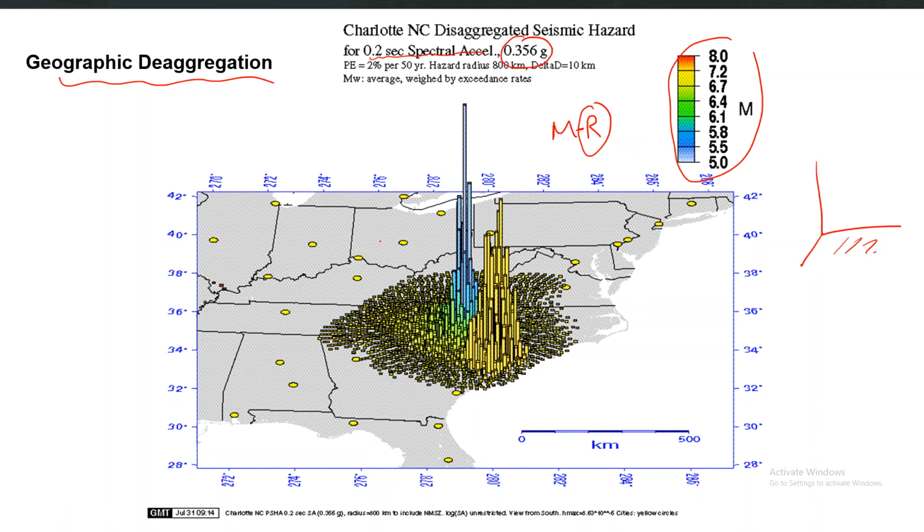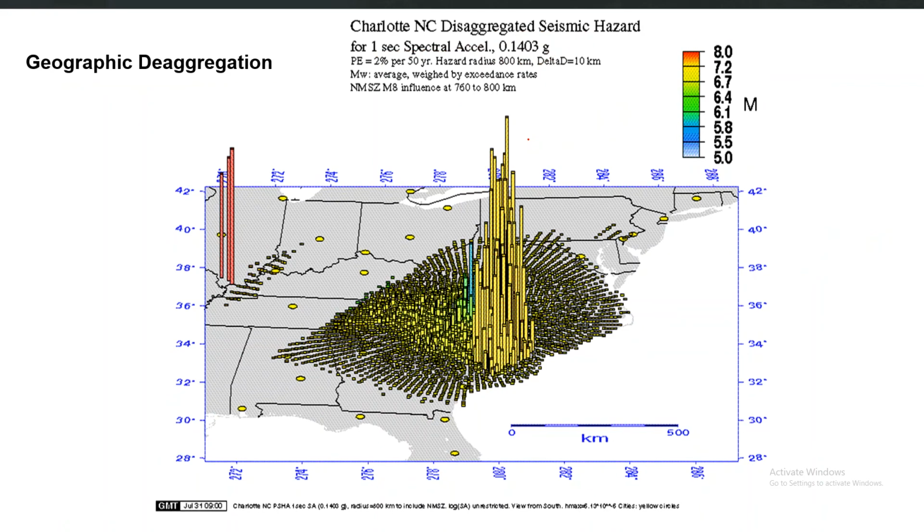And this map, this deaggregation map, is actually telling you what the most contributing MR scenarios are, which are contributing to this 0.356 g at your site. So the highest peak will be contributing the most, and the magnitude corresponding to that, and the distance from the site, which can be directly taken from the map itself, will be available. So the MR scenario which is contributing the most can be identified in this representation also. Here you can see another example.